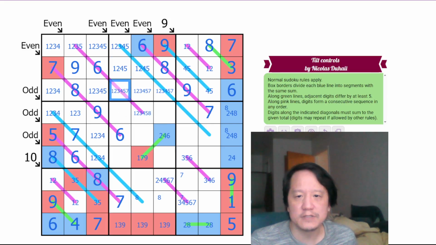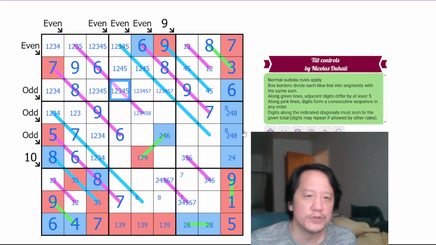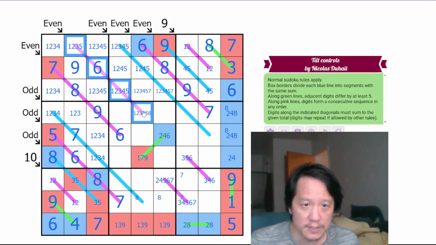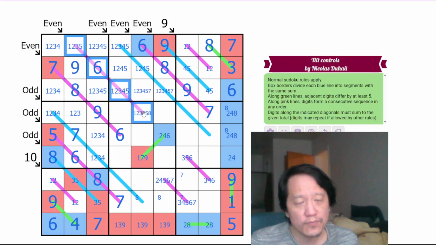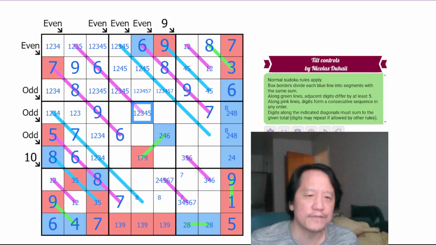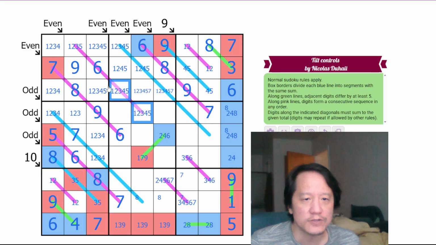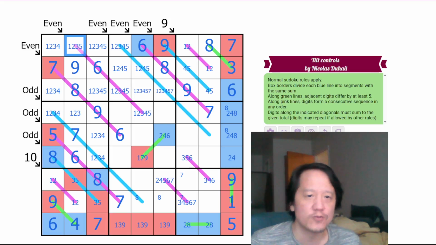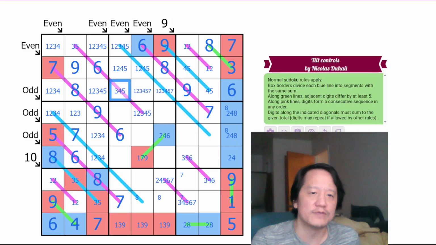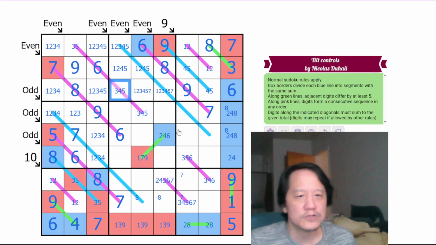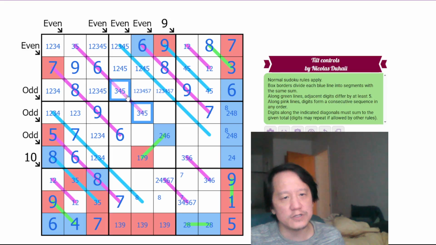7 eliminates 7 here. So this Renban cannot contain a 7 at all. Therefore, it cannot ever go to 8. We have to have a 5. Okay, so this has to be 6, 5, 4, 3, because we don't have a 7 available. So one of these two digits is guaranteed to be a 4.